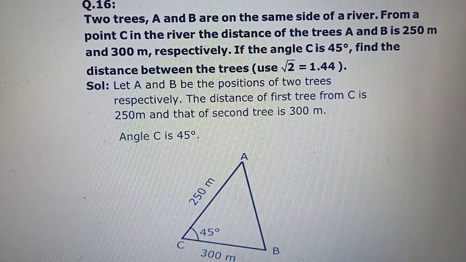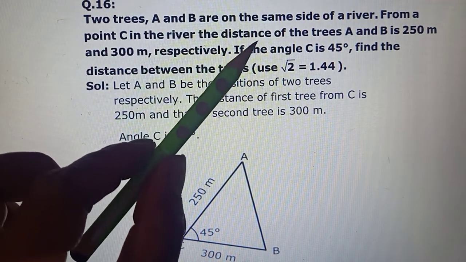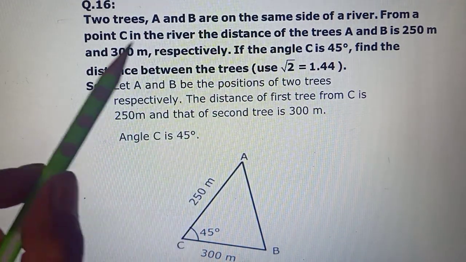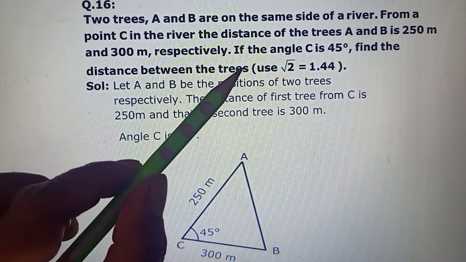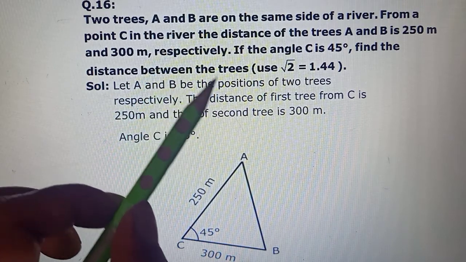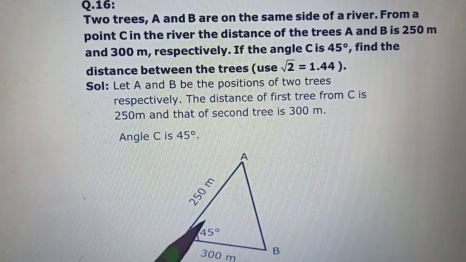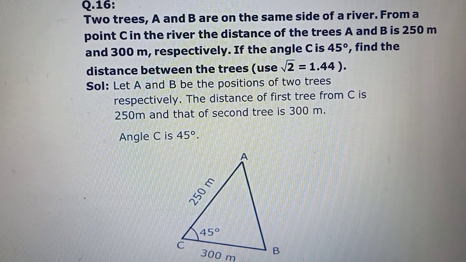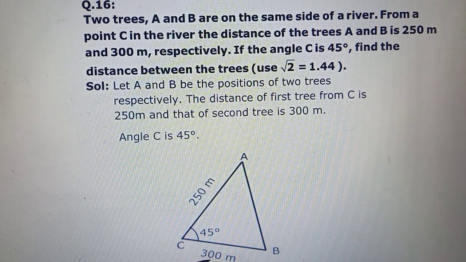Alright, now the last one says that you have two trees A and B that are on the same side of a river from a point C in the river. The distance of trees A and B is 250 and 300 meters respectively, and the angle C, that means the angle subtended by A and B at C, is given to you as 45. You have to find the distance between the trees. Okay, so if you understand and get the figure right, then the calculations are not difficult at all.